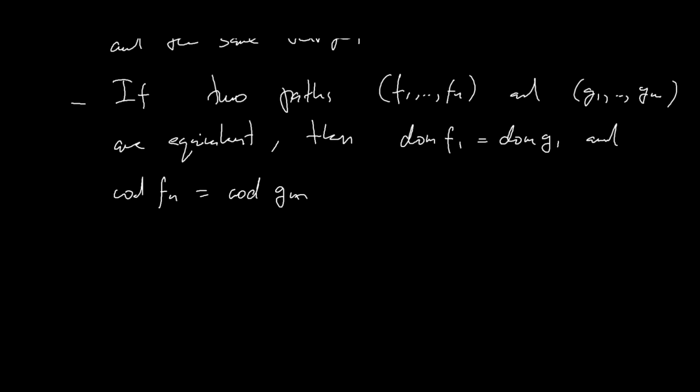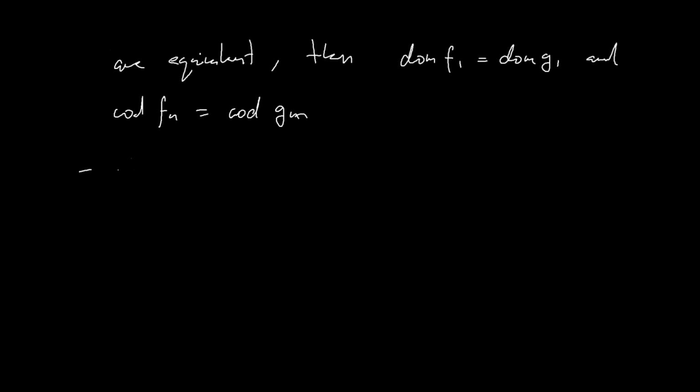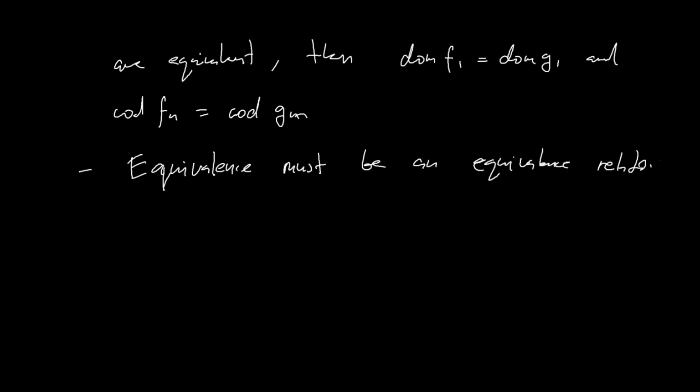But first, we want to formulate a bit more properties or laws of equivalence. In general, when you have a law of equivalence, there is even something called an equivalence relation in mathematics, right? You want it to be reflexive, you want it to be symmetric, you want it to be transitive. So maybe we should require these as well. Equivalence must be an equivalence relation. So what does that mean?